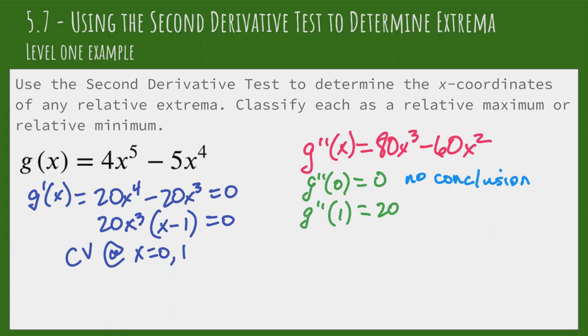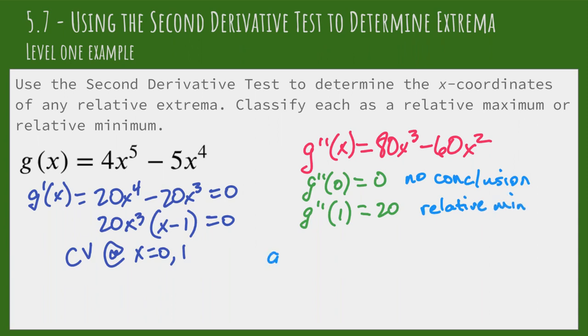We could go back and use the first derivative test at this point because we can look at the signs of the first derivative to the left and to the right of 0, and that would give us a relative extreme at that point. At this one, at x equals 1, since the second derivative is positive, it's concave up, so this is going to be a relative minimum.